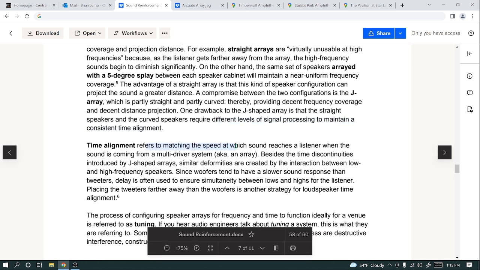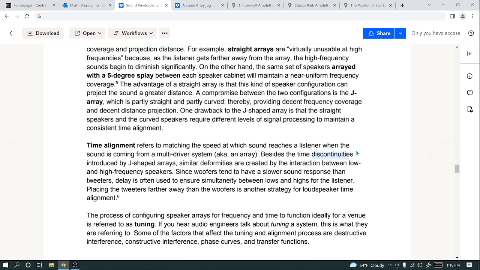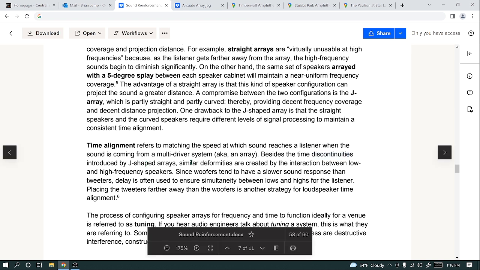Okay, so this means matching the speed at which the sound reaches the listener when the sound is coming from a multi-driver system, also known as an array. Besides the time discontinuities introduced by J-shaped arrays, similar deformities are created by the interaction between low and high frequency speakers. This is sometimes referred to as intermodulation distortion. Oh yeah, you have two waves and they influence each other. Yep, they influence each other.